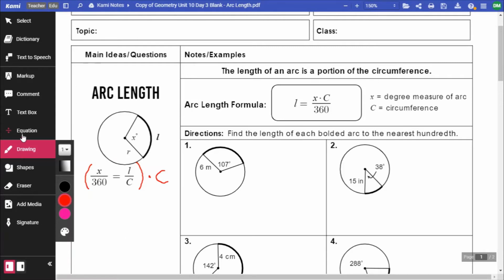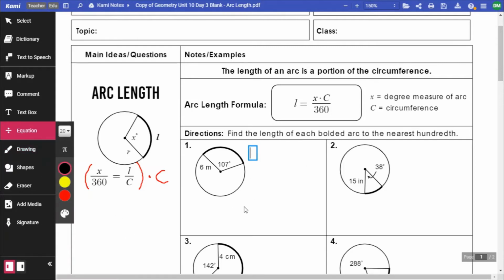So let's look at number 1. In number 1 here, we've got a radius of 6 meters, which means that our circumference is going to be 2 times pi times 6. So our circumference is equal to 12 pi. Our arc measure here is 107 degrees. So if we want to find the arc length, we can say that the length is equal to the measure, 107, times the circumference, 12 pi, and then we're going to divide that by 360.